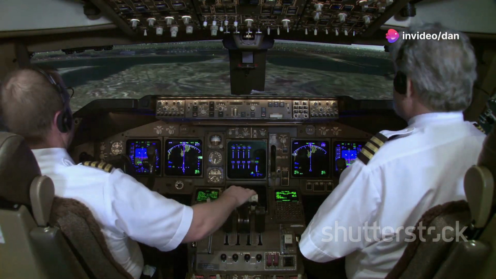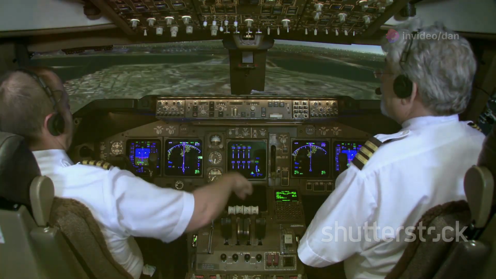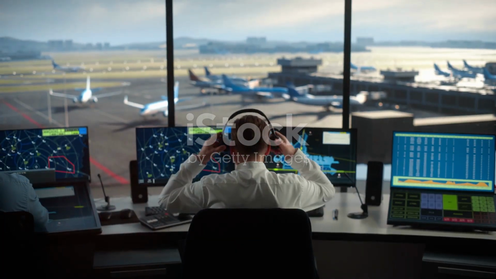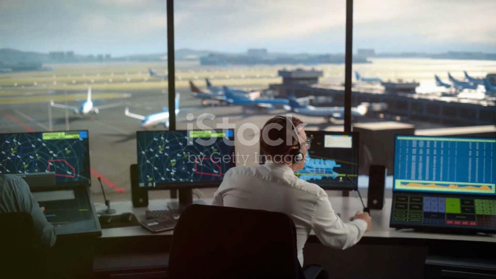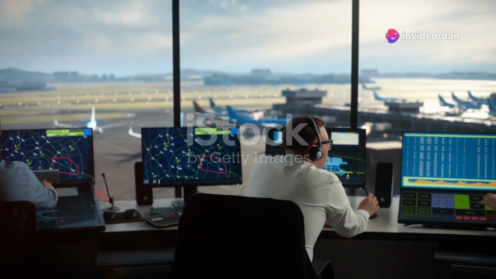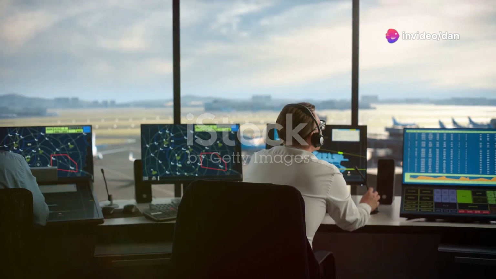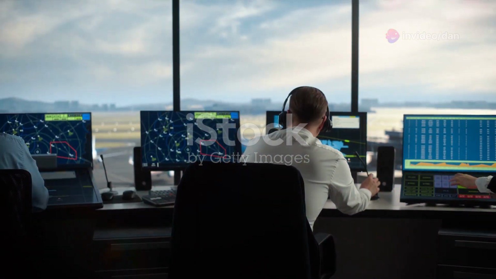Navigating the Skies, an introduction to CFR Part 121 and Part 135. The world of aviation is governed by a complex web of regulations designed to ensure the safety of passengers, crew members, and those on the ground. These regulations are essential for maintaining order and preventing accidents in the bustling airspace.